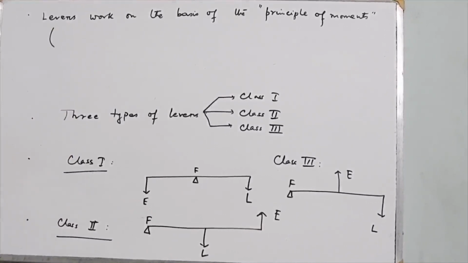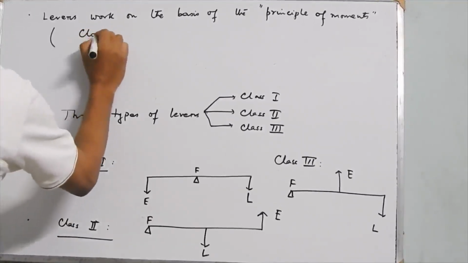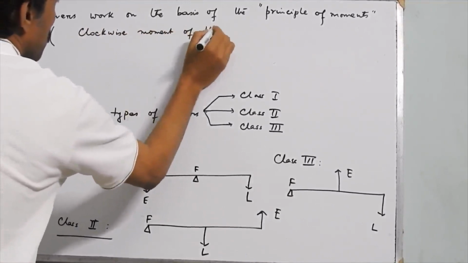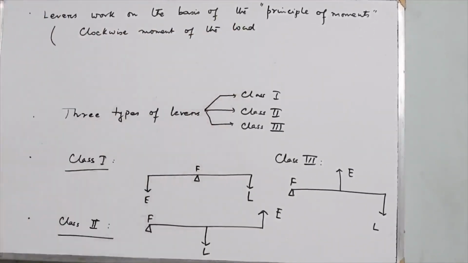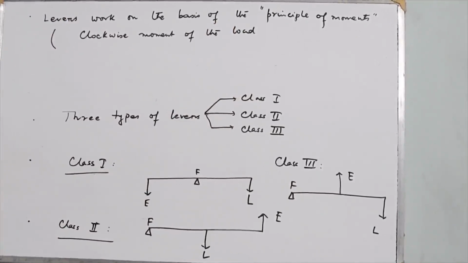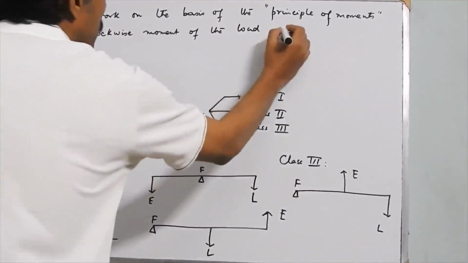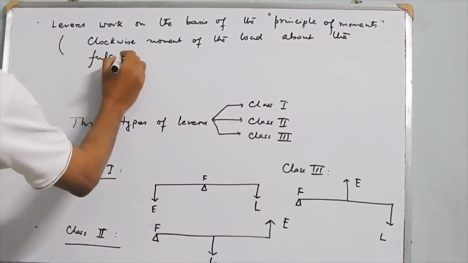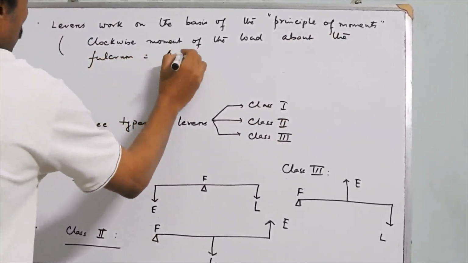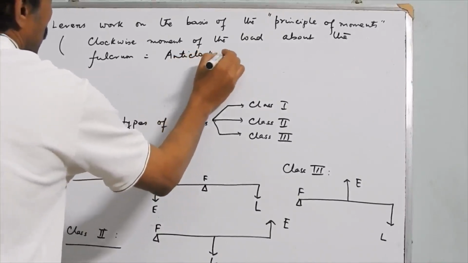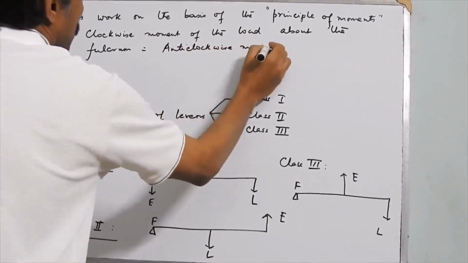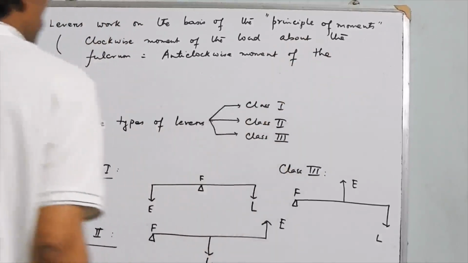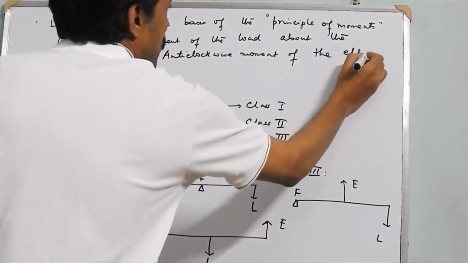So we can say that the principle of moments when applied to levers will be: the clockwise moment of the load about the position of the fixed point, that is about the fulcrum, is equal to the anti-clockwise moment of the effort about the fulcrum.